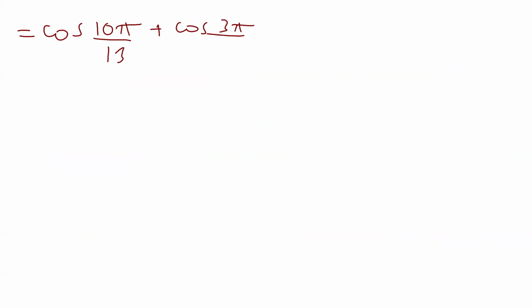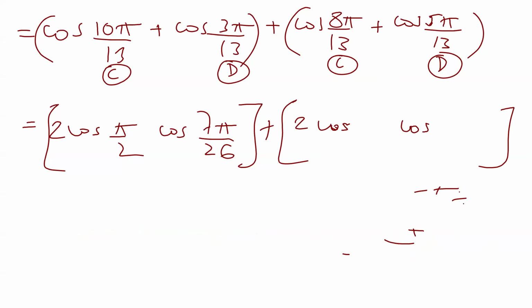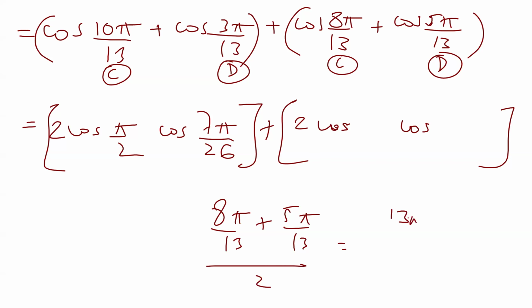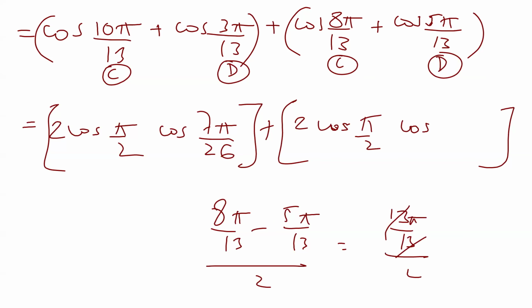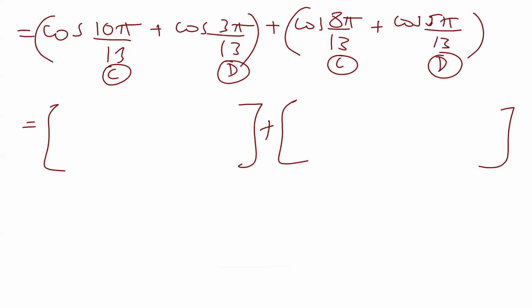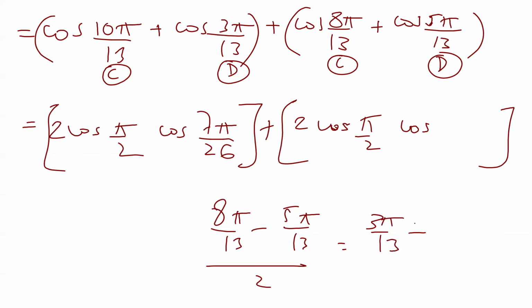I'm doing all the calculations in front of you. Okay. Now the next bracket. C and D changes over there. Fine. So 8 pi by 13 plus 5 pi by 13 upon 2. So that is 13 pi by 13 upon 2. 13 is getting cancelled. So we are left with only pi by 2. Okay. And if it is minus, this will be 3 pi by 13 divided by 2, which is equal to 3 pi by 13 into 1 by 2, 3 pi by 26. Okay.